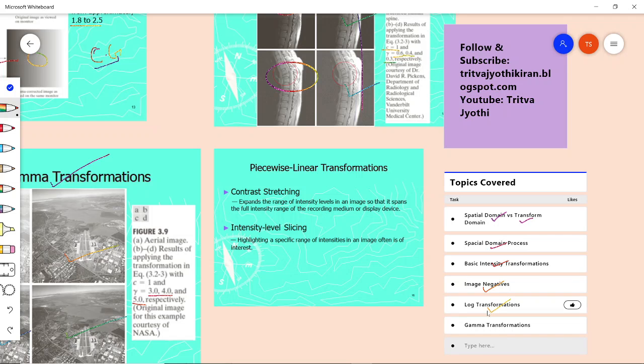After applying log transformations, we also saw the different types of real-time environment requirements for log transformations, where we are applying them. Also, we saw gamma transformations.